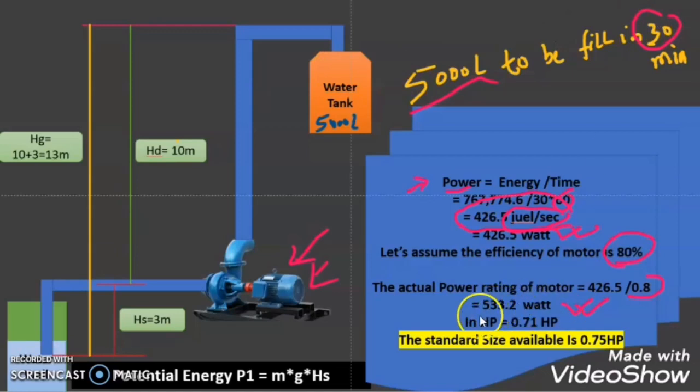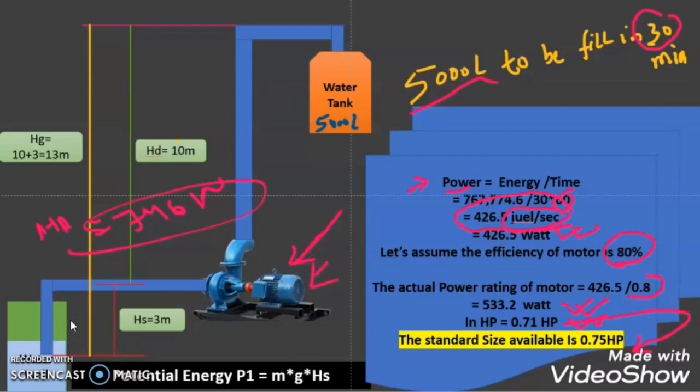533.2 watt. If we want to convert into HP, then 1 HP is equal to 746 watt. By this conversion, we get the HP value as 0.71 HP. If we choose the next standard size, the next standard size available is a 0.75 HP motor. So I hope you understood how to calculate the rating of the motor for our application.